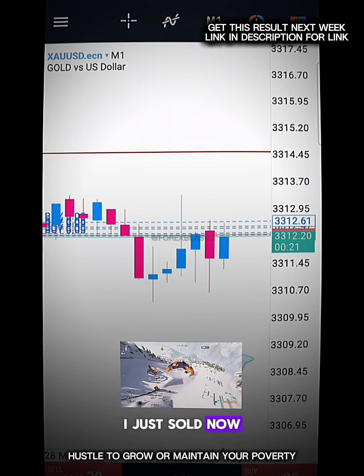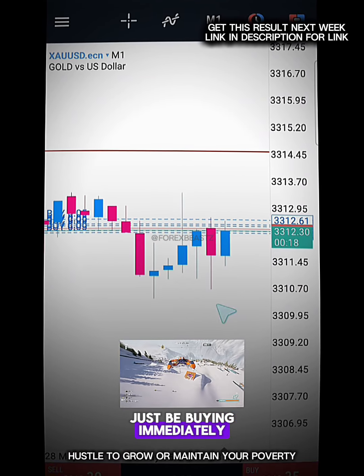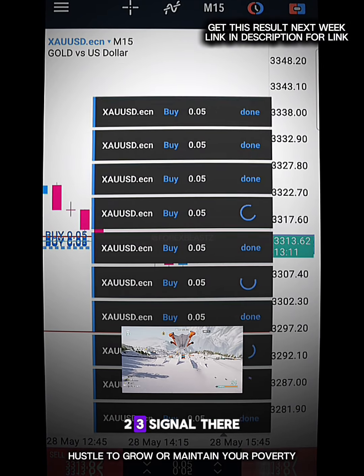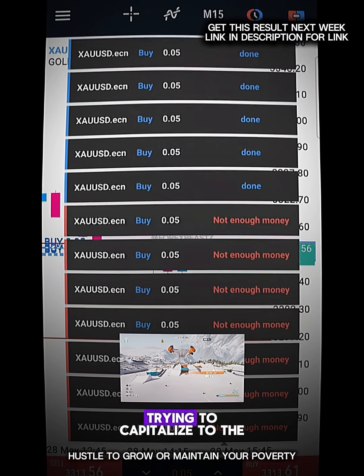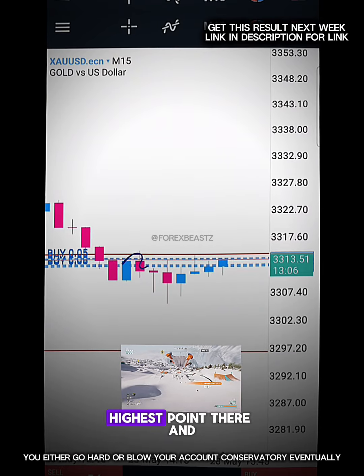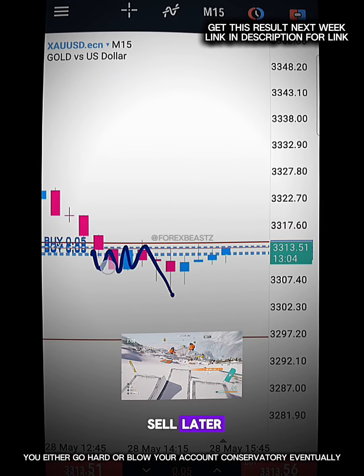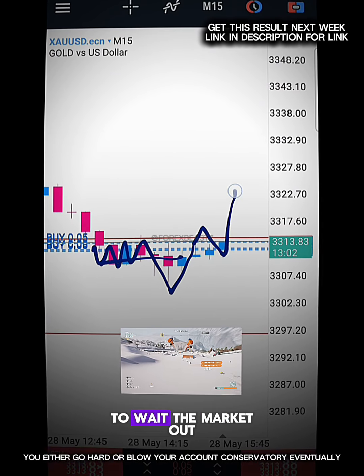After I just sold, why will I just be buying immediately? That was because of this short term 1 to 3 signal there. So I was literally trying to capitalize on the highest point there, and then I'm going to sell later, or basically I'm going to wait the market out.